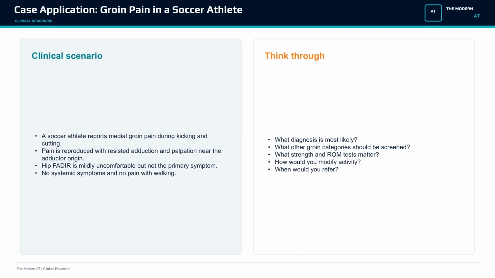In this soccer case, the athlete reports medial groin pain during kicking and cutting. Pain is reproduced with resisted adduction and palpation near the adductor origin. Walking is mildly uncomfortable, but not the primary symptom, and there are no systemic symptoms. The most likely category is adductor-related groin pain, but the differential should still include iliopsoas-related, inguinal-related, pubic-related, hip-related, and referred sources. Early management should reduce painful kicking and cutting, restore comfortable motion, and begin progressive adductor and pelvic control work. Refer if symptoms persist, worsen, or suggest non-muscle pathology.